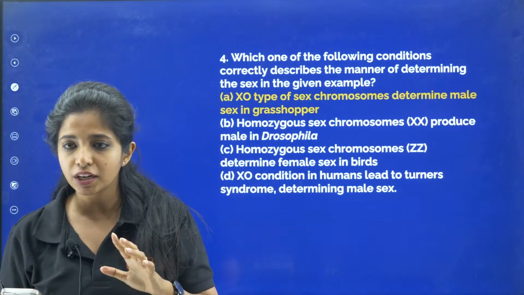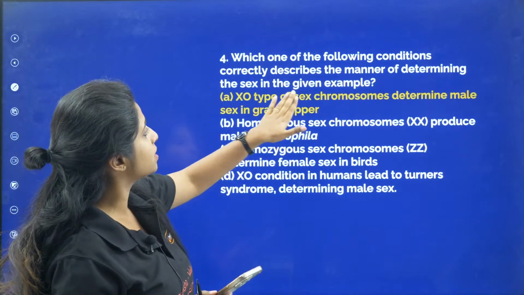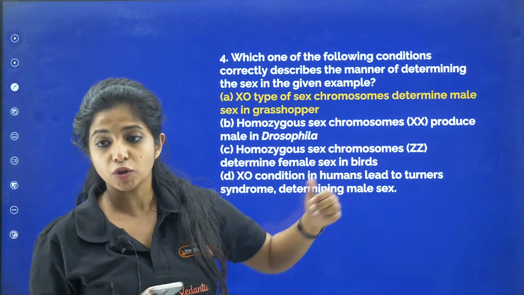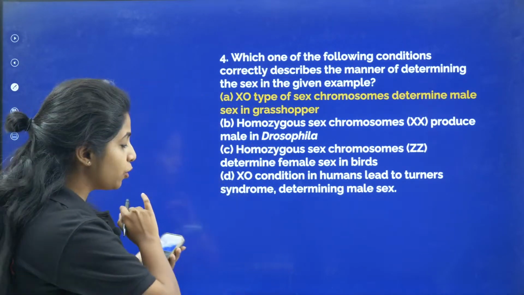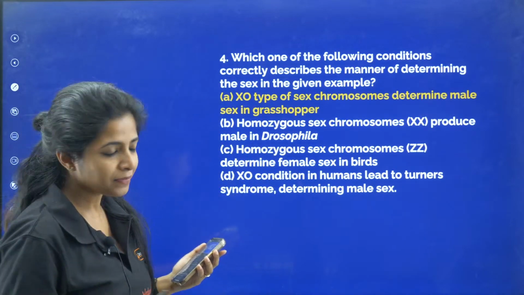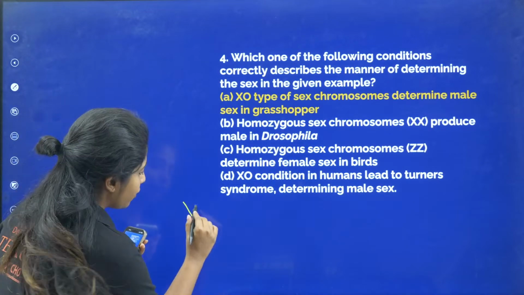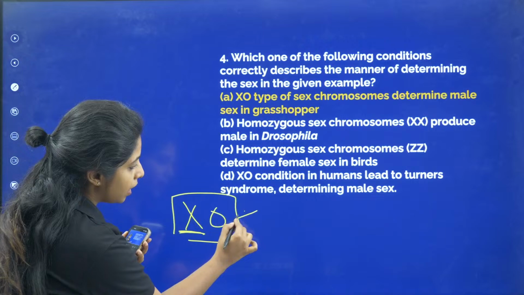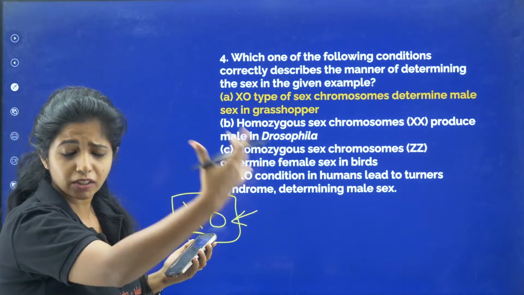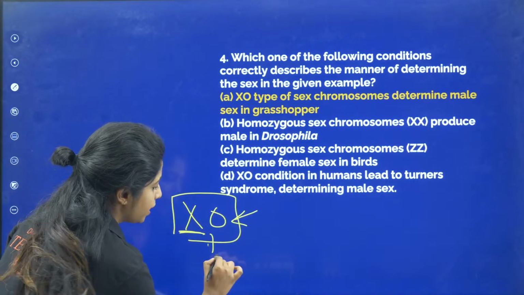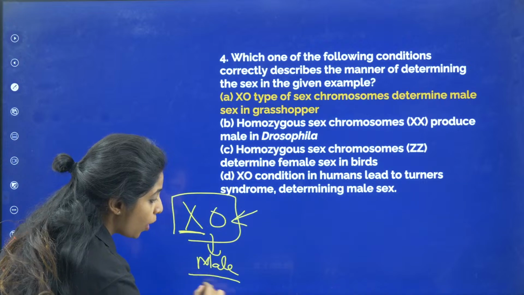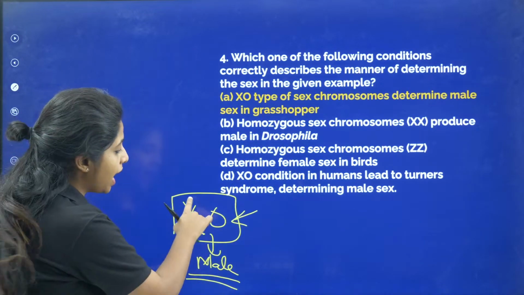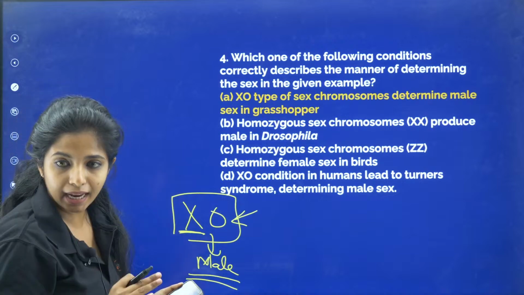Which of the following conditions correctly describes the manner of determining the sex in the given example? XO type of sex chromosome determines male sex in grasshopper. Children, listen to me carefully. I am going to talk about all kinds of sex determination. In the case of insects, you have the X and O condition. The X chromosome comes from one parent, and from the other parent you don't get anything, which is why this would be a male. Always remember, in insects XO means a male, my dear children.